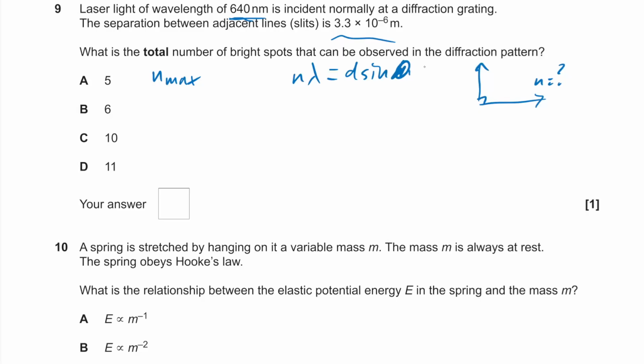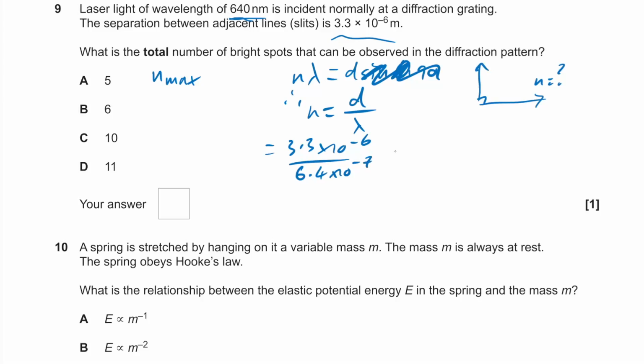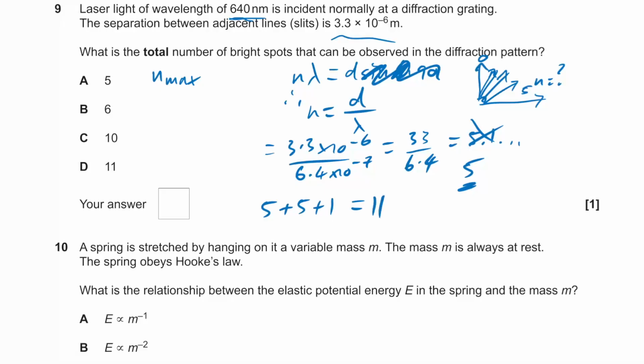And so we change theta to 90, sine 90 is 1, so therefore n is going to be equal to d over lambda. So that's going to be 3.3 times 10 to the minus 6 divided by, let's say, 6.4 times 10 to the minus 7. And so this just ends up being 33 divided by 6.4 ultimately. So we end up with 5.1 whatever, we don't care. The max order that we can have is 5, so we have a 5th order there. 4, 3, 2, 1, and then we have the 0th order as well. So it's going to be 5 either side plus the central maximum as well. So we're going to end up with 11. So the answer has to be D.